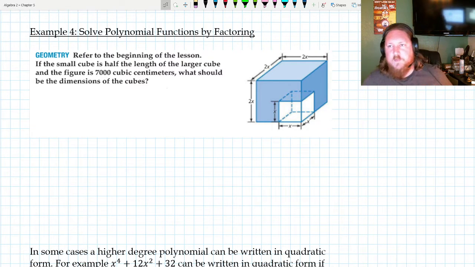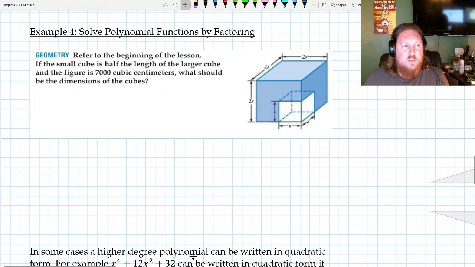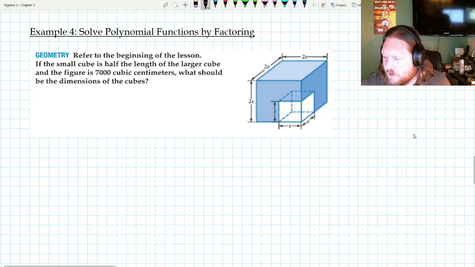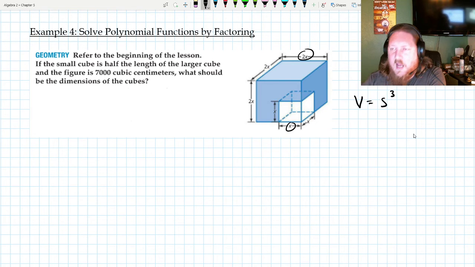Solve polynomial functions by factoring. So now we're actually going to solve one. Instead of just factoring it, we're going to try to solve it. They say refer to the beginning of the lesson, but really what they're talking about there is the volume of the cube, which is the side length cubed. If the small cube is half the length of the larger cube, you can see that it's x, and the length of the whole cube is 2x, so that's half of it.